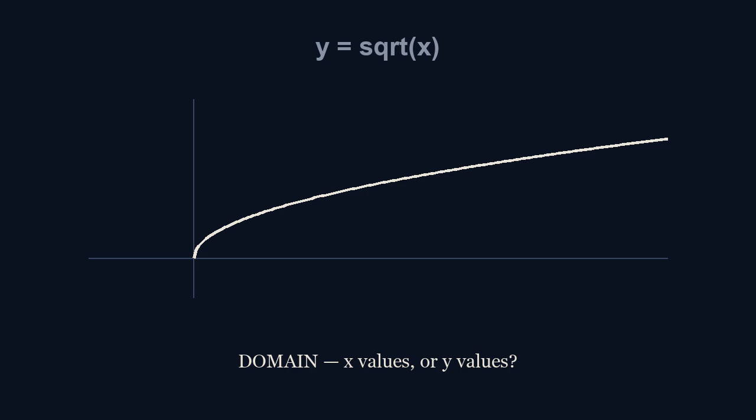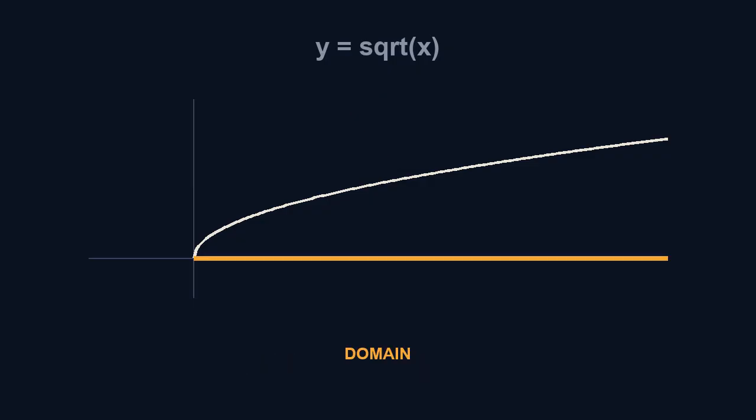Quick 1. Domain. Is that the x values or the y values? Lock in your guess. 3, 2, 1. Domain lives on the x-axis. It's everything you're allowed to feed in. Range lives on the y-axis, everything you can actually get out. This curve only exists from x equals 0 onwards, so that's its domain, and it only ever outputs 0 or positive, so that's its range.